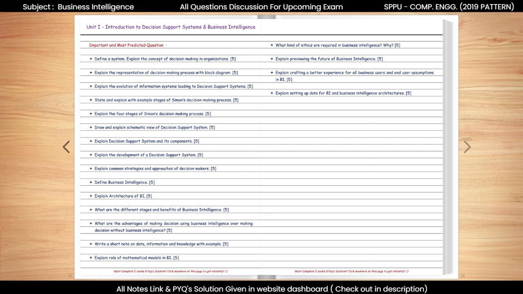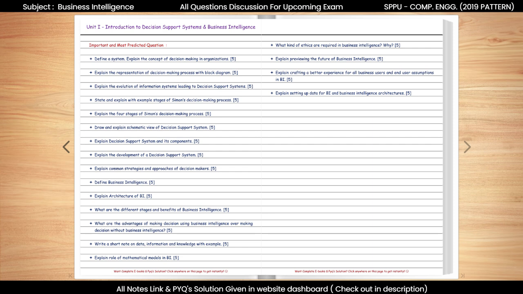We start with the question, define a system and explain the concept of decision-making in organizations. A system is a group of interrelated components that work together to achieve a common goal. In organizations, decision-making means selecting the best possible option from available alternatives to solve problems or achieve objectives. Decisions are taken at different levels such as operational, managerial, and strategic levels, and they directly affect the performance and success of the organization.